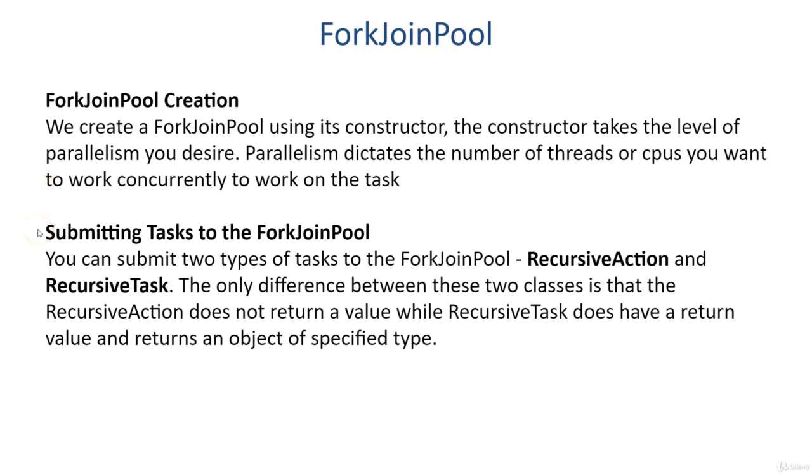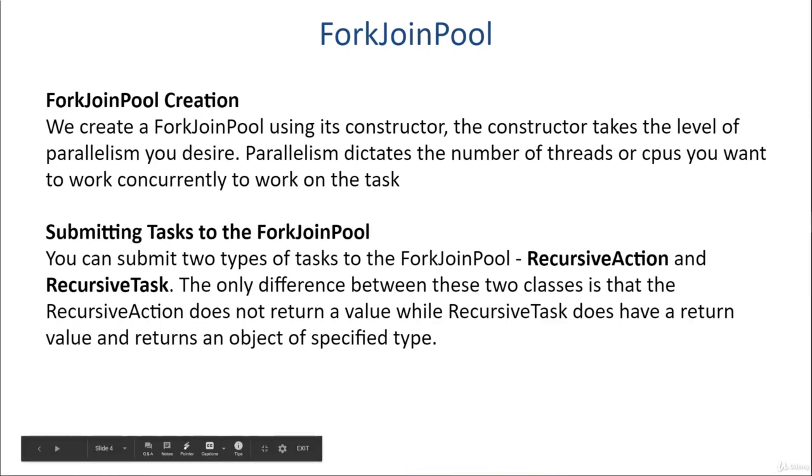Submitting tasks to the fork join pool. You can submit two types of tasks to the fork join pool: RecursiveAction and RecursiveTask. The only difference between these two classes is that RecursiveAction does not return a value, while RecursiveTask does have a return value and returns an object of the specified type.